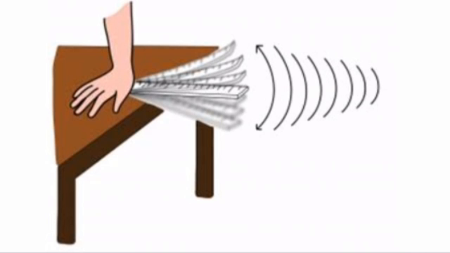So, a longer ruler vibrates more slowly, so it has a lower frequency. A shorter ruler vibrates more quickly, so it has a higher frequency. Lower frequency waves have a lower pitch. When the ruler is shorter, it vibrates more quickly, so it makes higher frequency pressure waves which have a higher pitch.